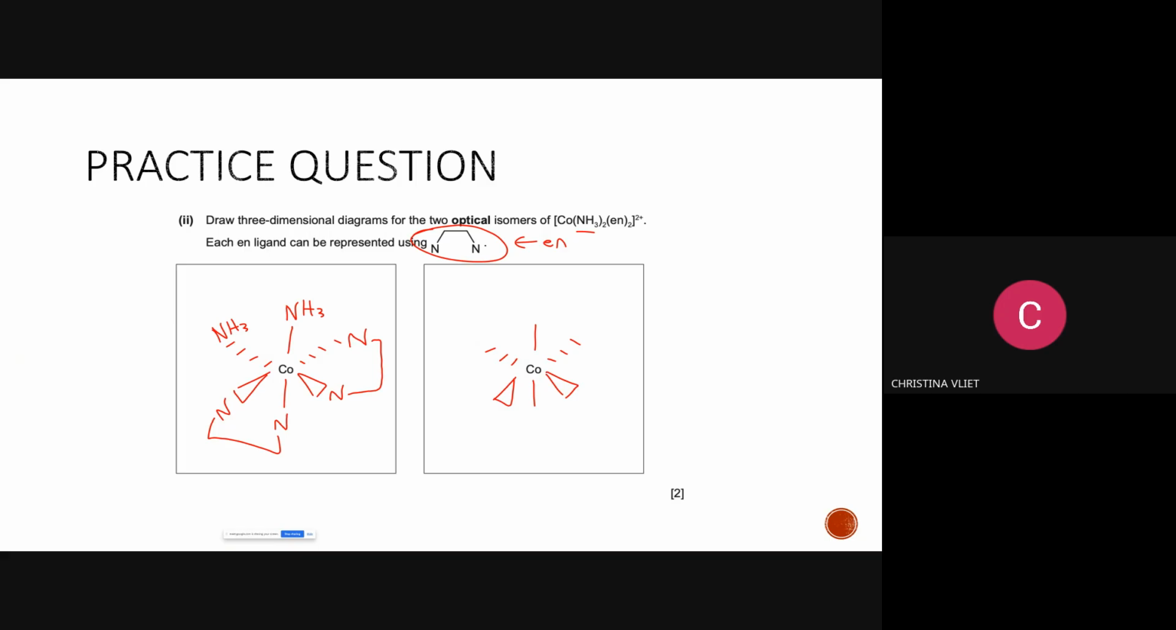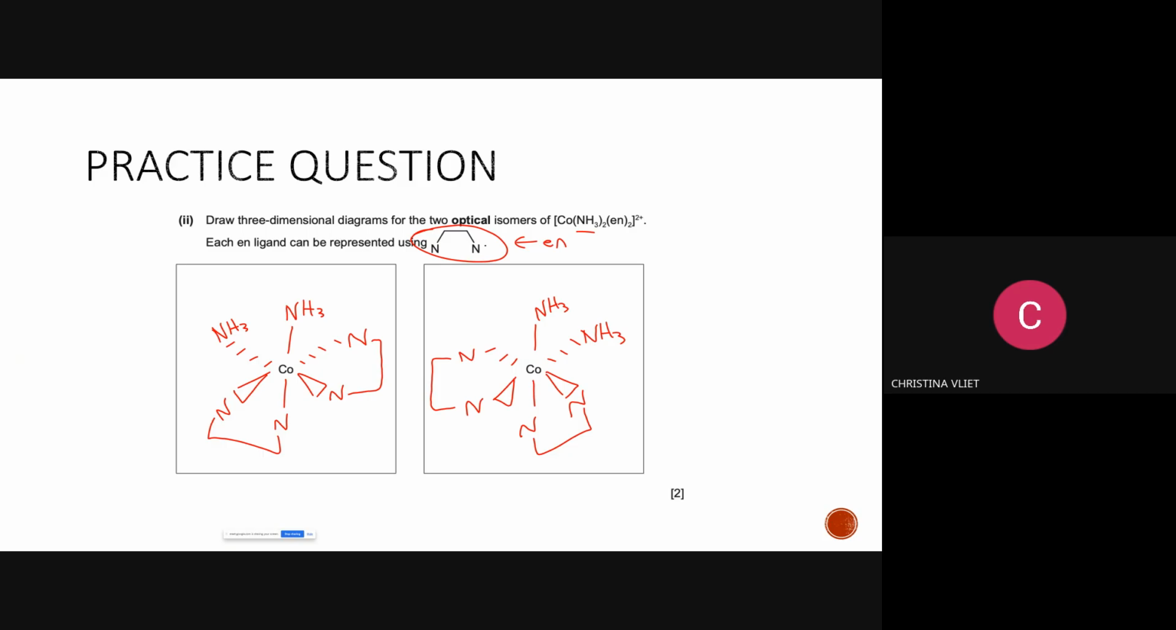So for the optical isomer, how do we flip it? What would we do now to get the guaranteed optical isomer of it? This NH3 would be at the top, but where would this other NH3 go? Would it go on the left side or the right side now? The right side. That gives you the mirror image. And then however you wrote this, you're going to write it the same way. And then here, you write it like this.